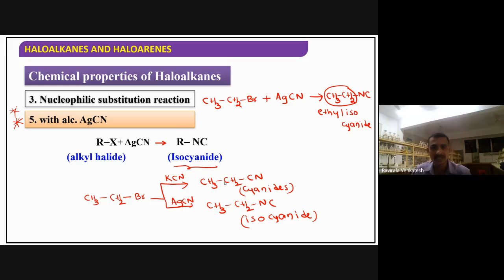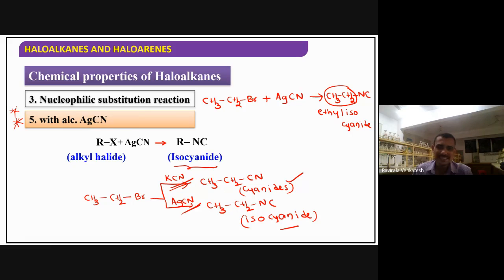By writing the nomenclatures, it will be easy for you. Don't write just simple structures; that is not correct. Along with nomenclature, if you practice, with less practice it will be remembered up to the exam. KCN is giving cyanates, AgCN is giving isocyanates.